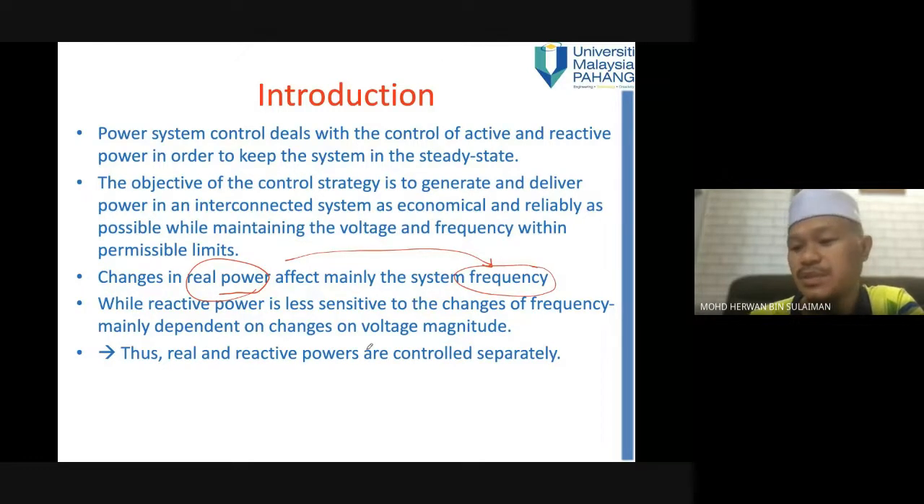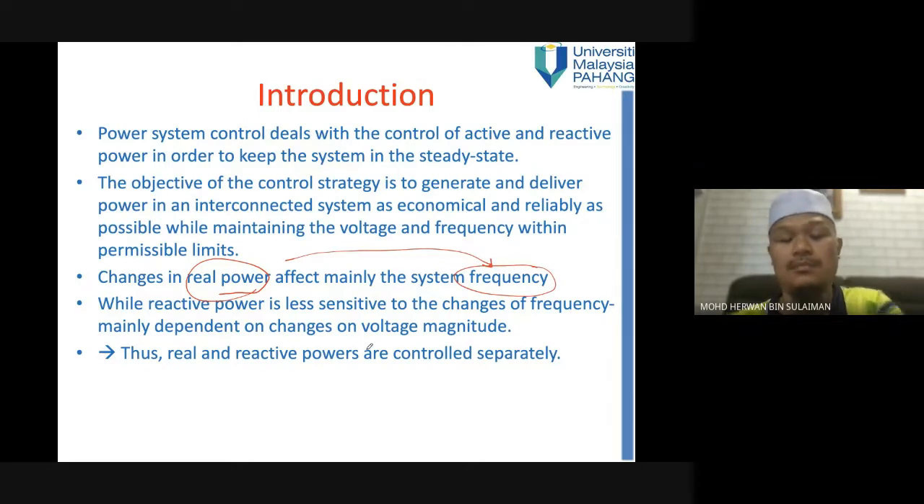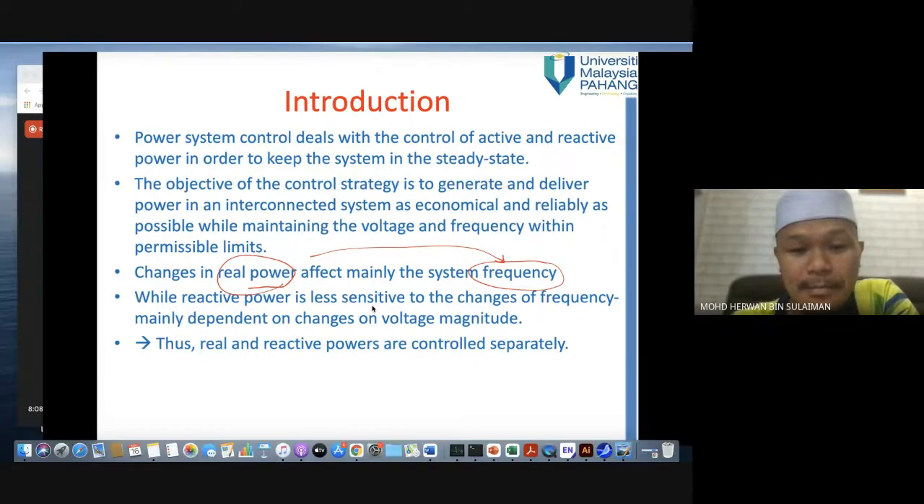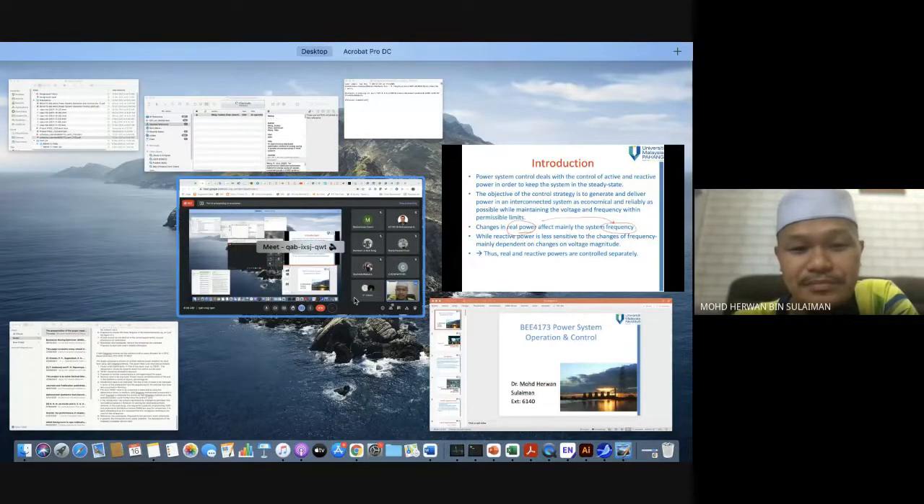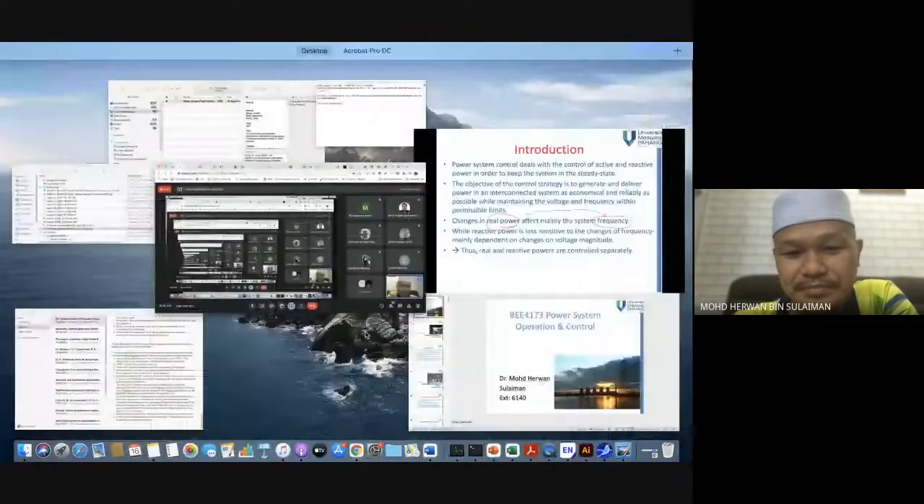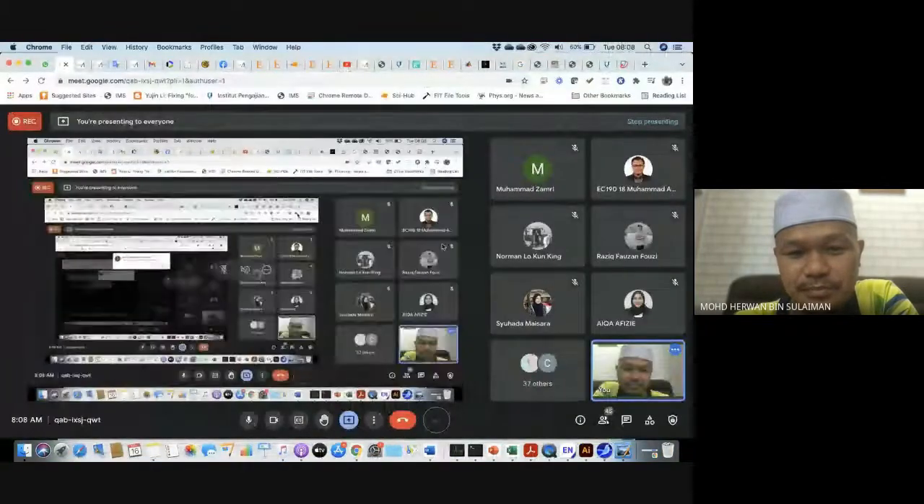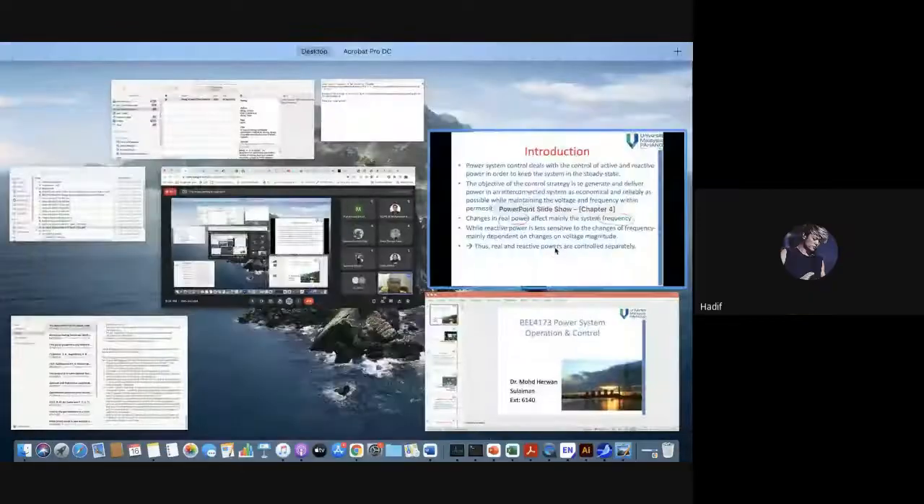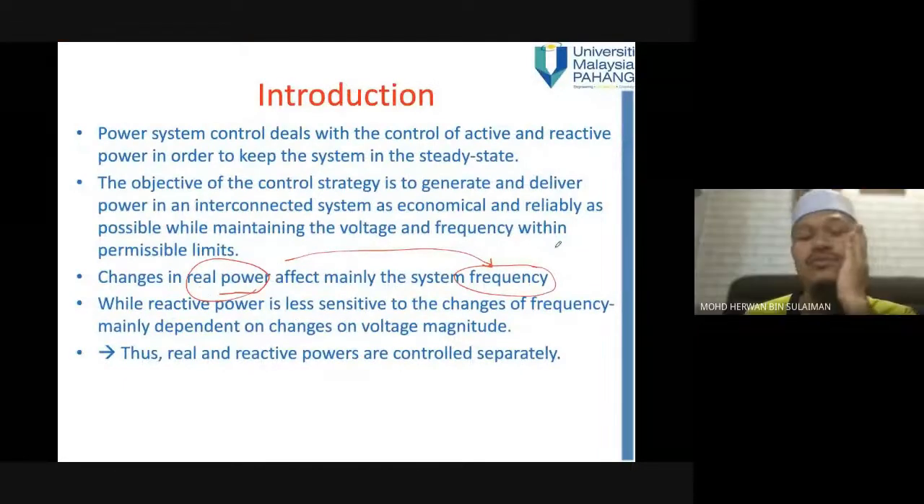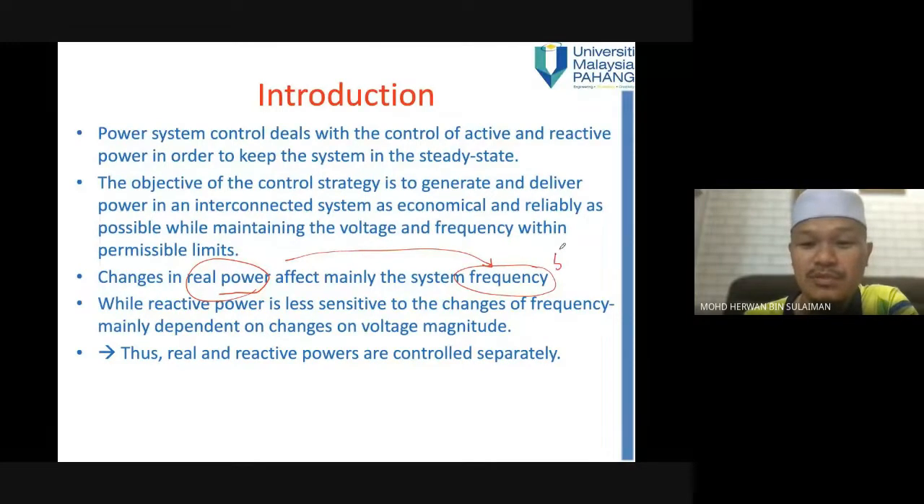So berapa frekuensi Malaysia ni? Kita pakai berapa? Tak ada orang lah. 45 orang ni. Malaysia berapa frekuensi kita? 230. Itu voltage. Frekuensi? 50 Hz.